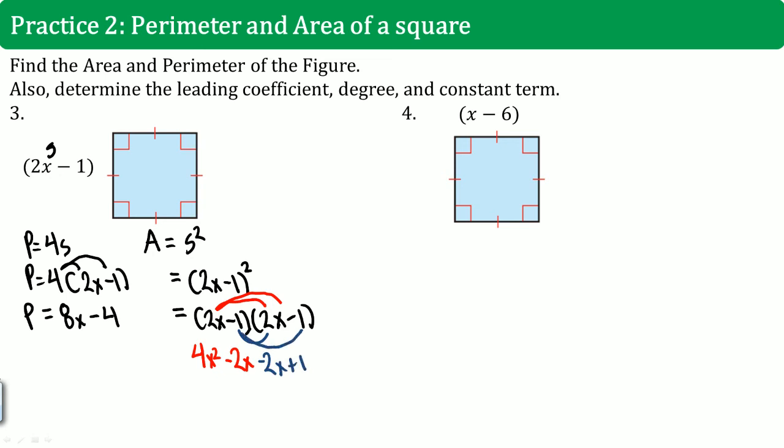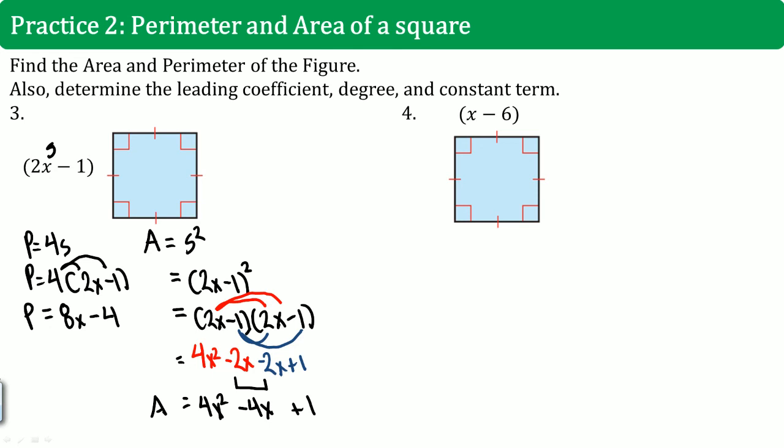Combine some like terms. Negative 2x plus negative 2x gets you negative 4x. Nothing happens to the rest, so bring down the 4x squared and bring down the plus 1. Okay? So the area is equal to 4x squared minus 4x plus 1. Let's do number 4.